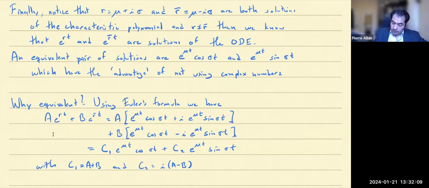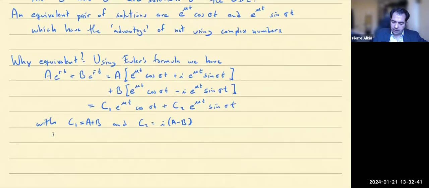Right? So writing an arbitrary linear combination of e to the rt and e to the r bar t is the same as writing an arbitrary linear combination of e to the mu t cosine sigma t and e to the mu t sine sigma t. So you may prefer, when you have complex conjugate roots of your polynomial, to use these real solutions as opposed to using these complex solutions. Okay.